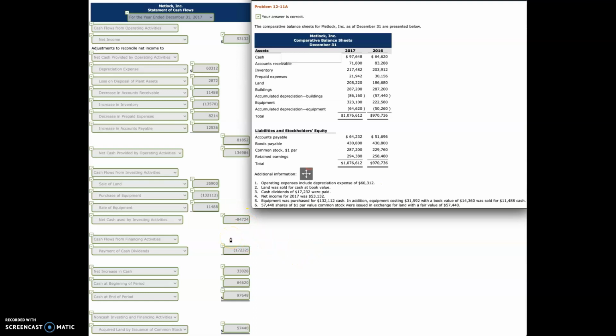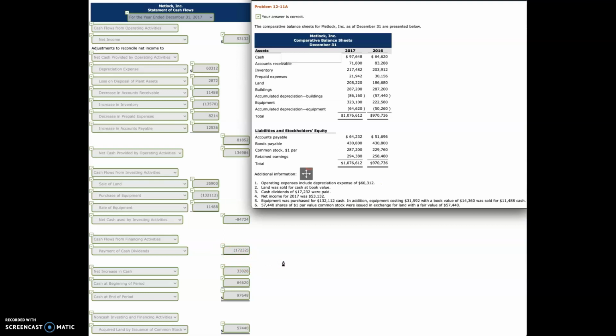We move on to our cash flows from financing activities. The only one that we have for this section is payment of cash dividends, found in number 3. Number 3 right here, we have cash dividends of $17,232. So I plug that 17,232 in. It's a negative number, so add the parentheses or minus sign.